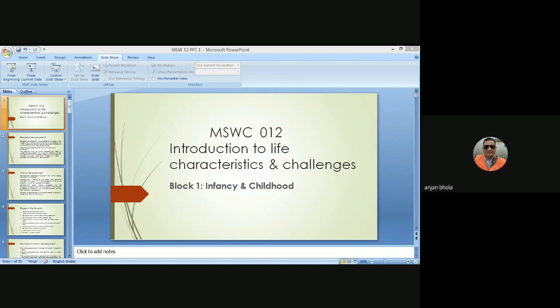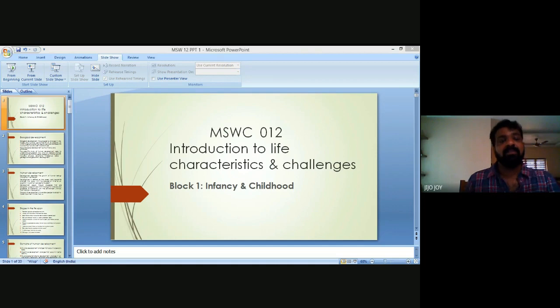Stagnation, sir, is the mid-career age. That means they have their own generativity. They can generate things according to their wish, their age, their situation. But if the child is not productive enough to find his own generativity needs, definitely he will be in the stagnation period.